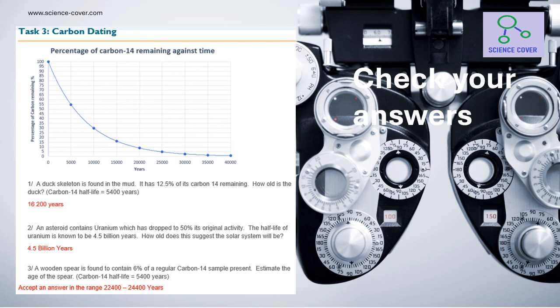The asteroid contains uranium, which has dropped to 50% of its original activity. The half-life of uranium is known to be around 4.5 billion years. How old does this suggest the solar system will be? We can assume the asteroid formed at the same time as the solar system. So if it's down to 50% of its original activity and the half-life is 4.5 billion years, then the solar system should be about 4.5 billion years old.